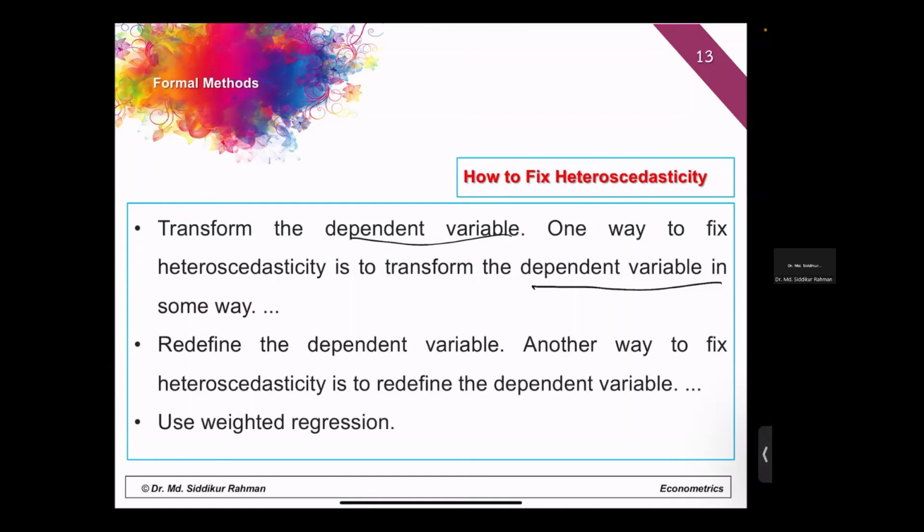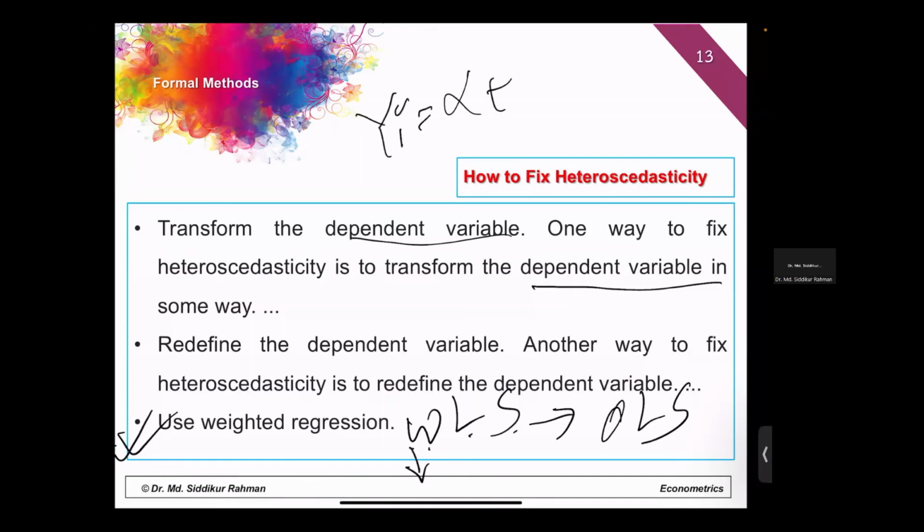Finally, this is important: you can use weighted regression modeling. Weighted, that means WLS. Weighted least squares is nothing but the transformation of OLS. What is OLS? Ordinary least squares. Exactly. As the name suggests, weighted least squares means you have to give some weight. Suppose this is the regression model, y is equal to alpha plus beta x i plus error. You can give some weight, you can put something here and here, right? So this is the transformation.